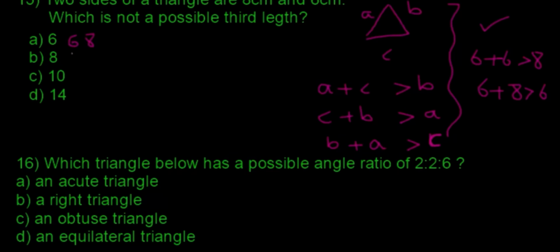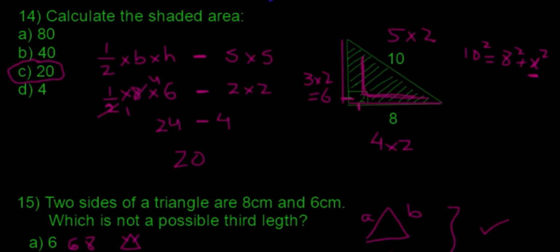So they're saying 8, 6, and 8 is a possibility. Yes, it is. You can have an isosceles triangle with 6, 6, 8. You can have an isosceles triangle with 8, 8, 6. You can have a right triangle with 6, 8, and 10, just like in the previous question, where we had 6, 8, and 10.